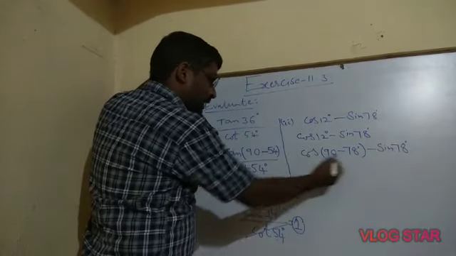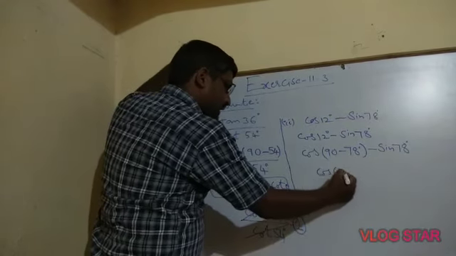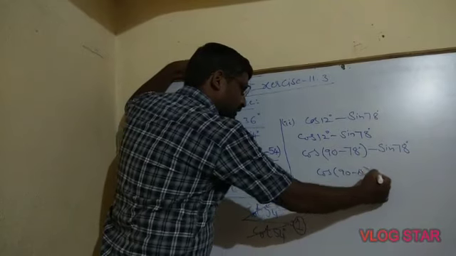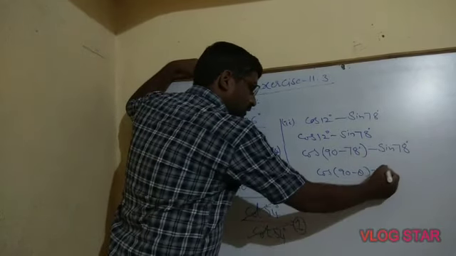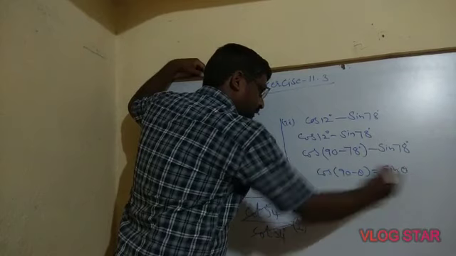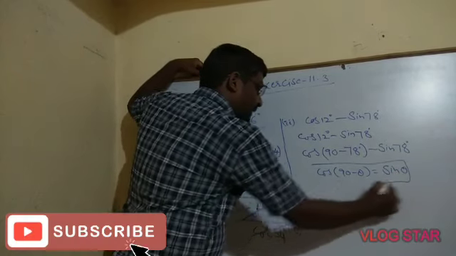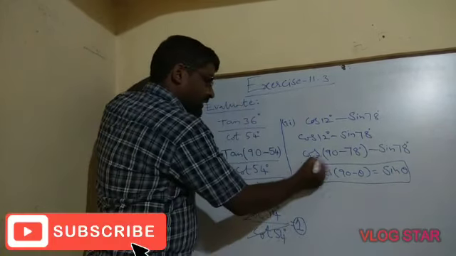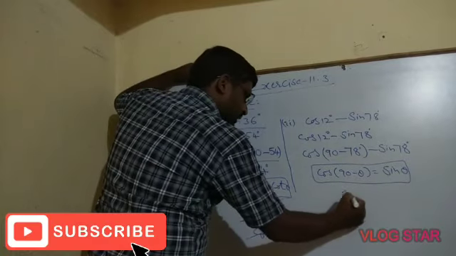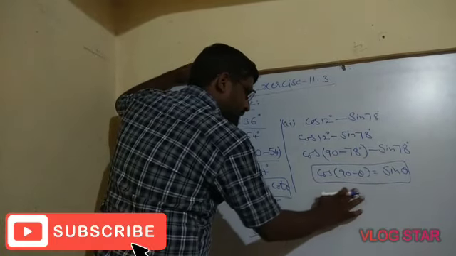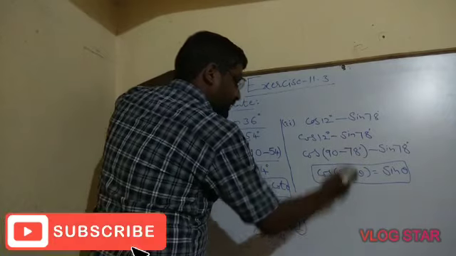So cos of 90 minus theta. We know that cos is related to sine, so cos of 90 minus theta is sine theta. This is the complementary angle rule. So cos of 90 minus theta, cos becomes sine.